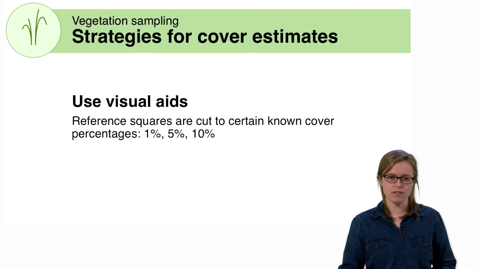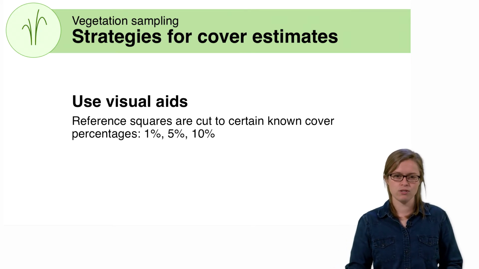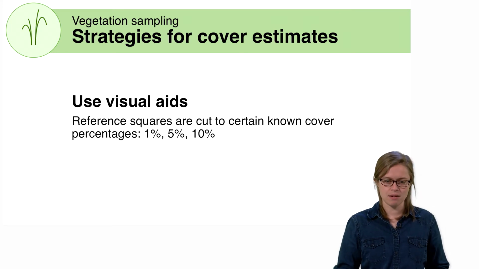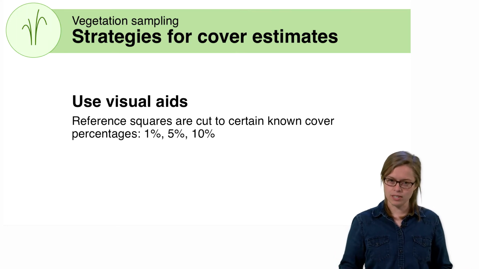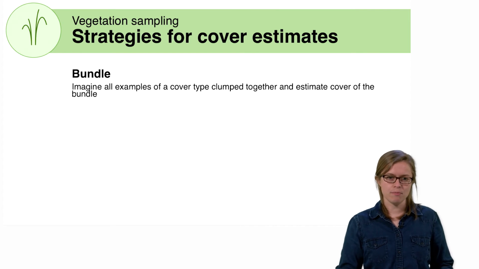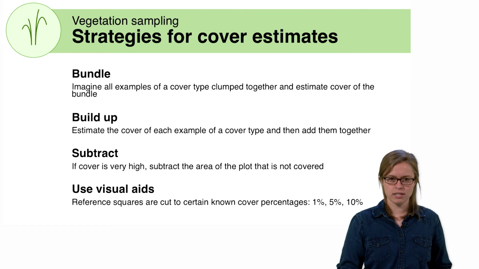Another thing that can be very helpful is using the visual aids that we've provided. We have cardboard reference squares that are cut to known percentages, 1%, 5%, and 10%. We recommend you use these as aids in any of the strategies you employ, bundling, building up, or subtracting, to help make sure that your percent cover estimates are accurate. So to review, some good strategies can be bundling, building up, subtracting, and using the visual aids.